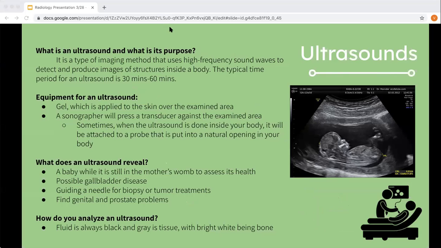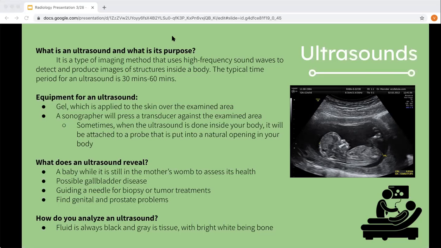So now let's talk about ultrasounds. Many of you may have heard of ultrasounds before, but they are a type of X-ray that uses high-frequency sound waves to see and produce images of structures inside your body. Usually, it takes anywhere between 30 minutes and an hour to conduct an ultrasound.